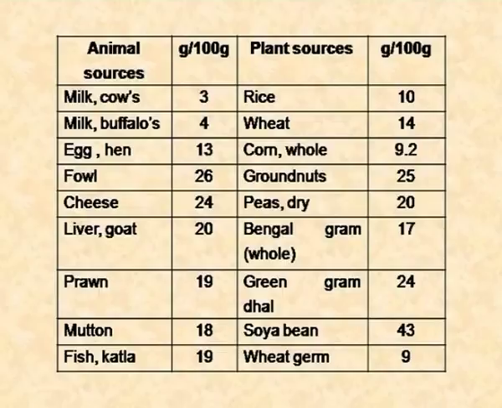Protein content of common foods is as shown on the screen. Among the animal sources, milk of cows gives 3 grams per 100 grams of protein, buffalo milk yields 4 grams, egg of hen gives 13 grams, fowl 26 grams, cheese 24 grams, liver goat 20 grams, prawn 19 grams, mutton 18 grams, fish that is katla 19 grams per 100 grams. Among the plant sources, rice gives 10, wheat 14, corn whole 9.2, groundnuts 25, peas dry 20, Bengal gram whole 17, green gram dal 24, soya bean 43 and wheat germ 9 grams per 100 grams of proteins.